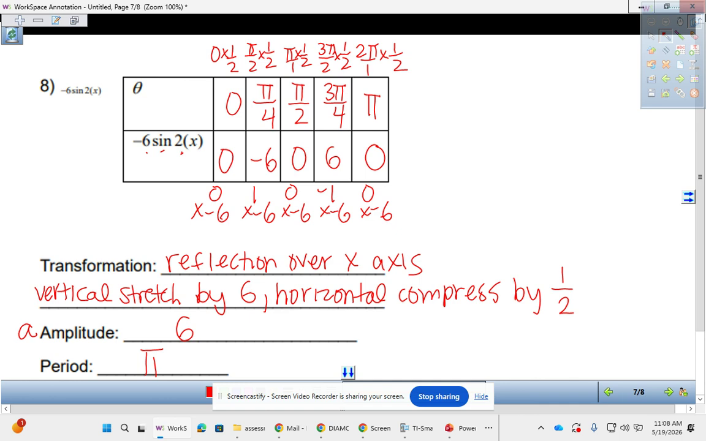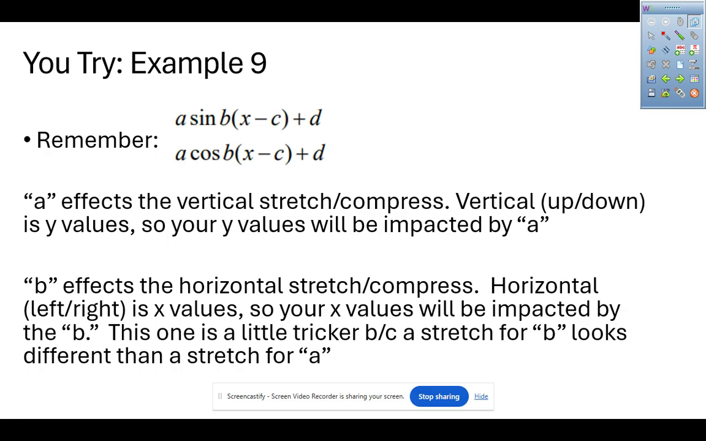Alright? So I'm going to have you try the other toolkit. It's example 9. And I just kind of put some notes up here that I think might help you if you need it.